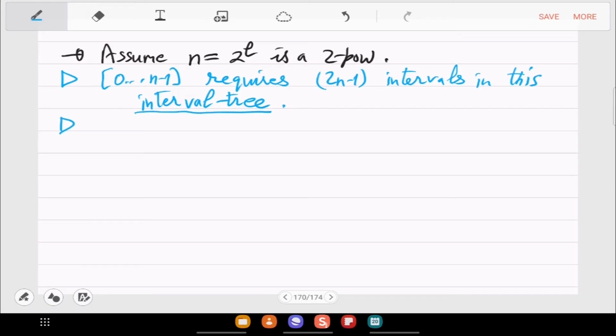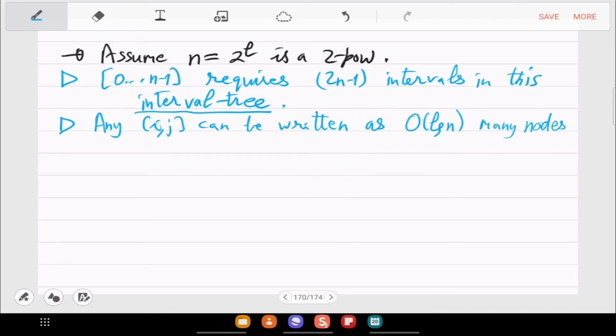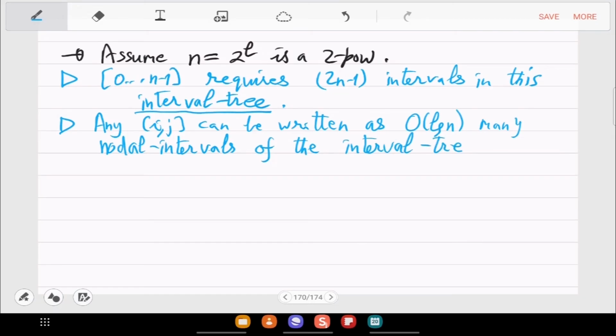And any i, j using this logic, using this trick, the minimum number of intervals can be written as order log n many nodal intervals of the interval tree. Is this clear?